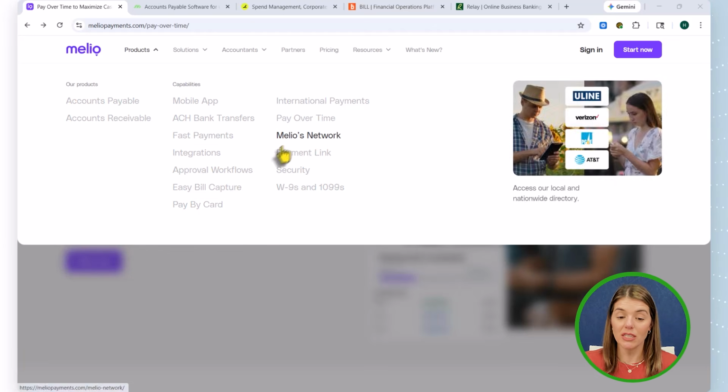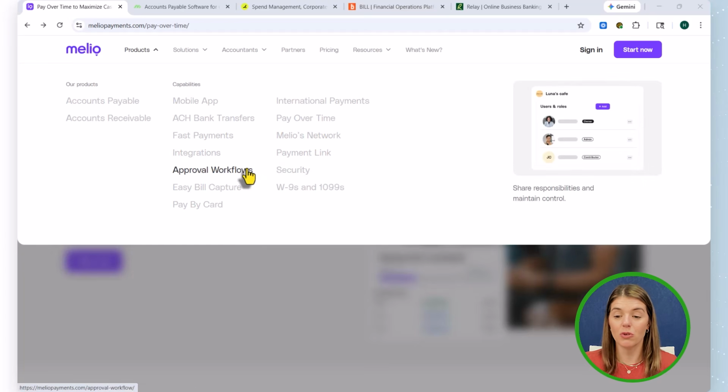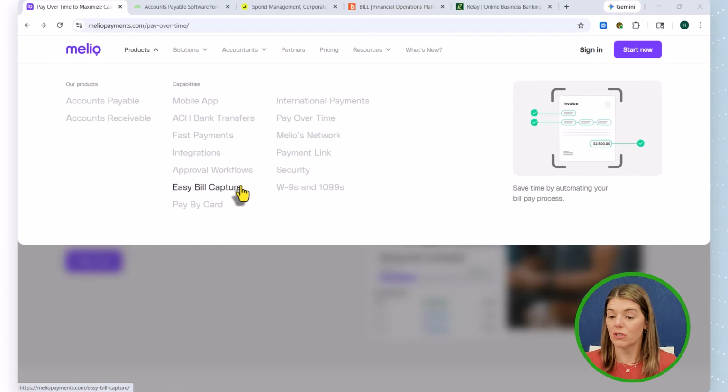So they have a lot of different integrations, and they also have approval workflows as well. And you can put your information into Melio really easily through different types of bill pay capture. So if you didn't want to upload your documents into QuickBooks Online, you can upload them directly into Melio, and then it does sync into QuickBooks Online. So when I do a deep dive into Melio, I'll show you how that works.